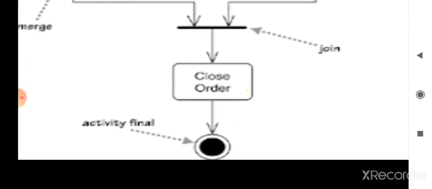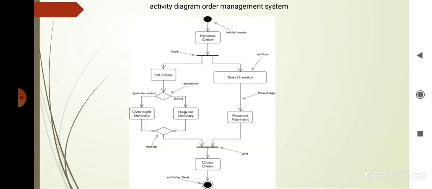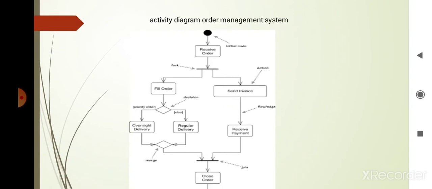Then we can use a join symbol, like a concurrent join, and then close the order and finally close the diagram by using the activity final symbol. This is the final state. This is the activity diagram for an order management system.